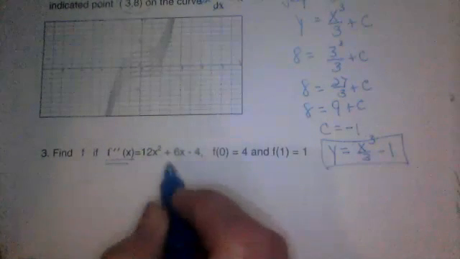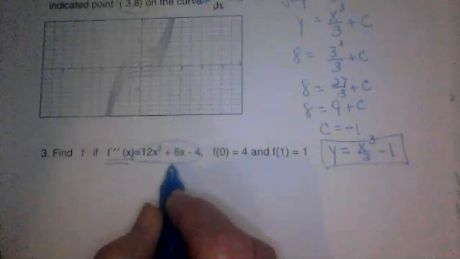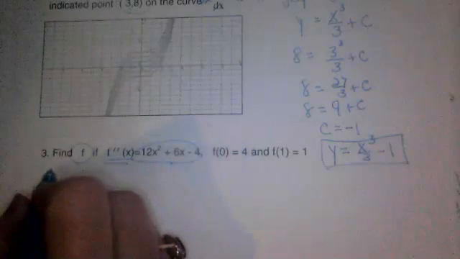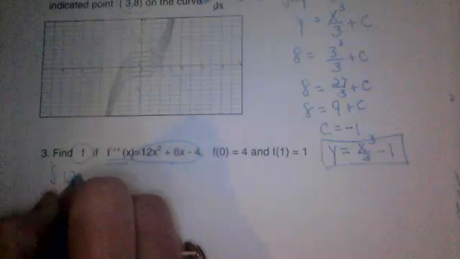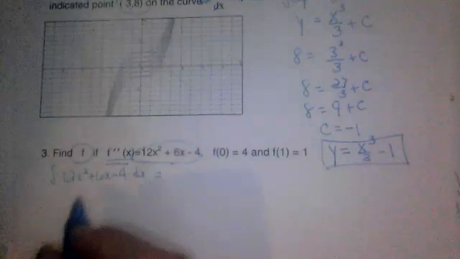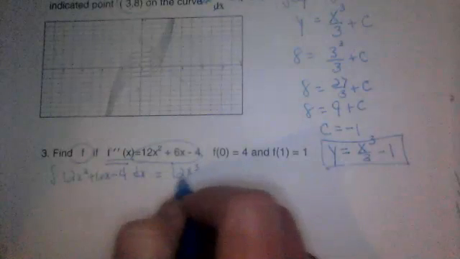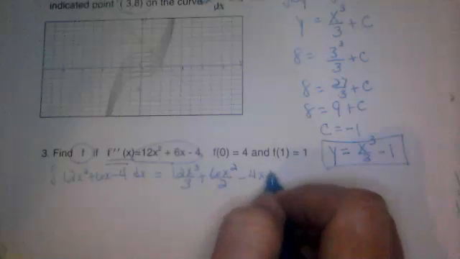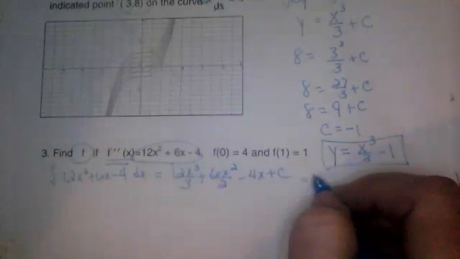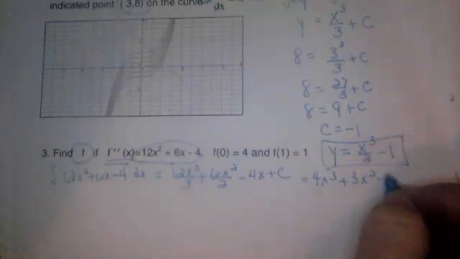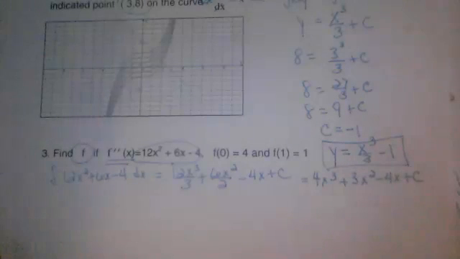This time it's a second derivative. So this is our second derivative. They want us to find the original function, which means we're going to have to go backwards twice. All right, so we're going to integrate 12x squared plus 6x minus 4 with respect to x. So that's going to give me 12x to the third over 3 plus 6x to the second over 2 minus 4x plus c. Or that would be, let's see, 4x to the third plus 3x squared minus 4x plus c.